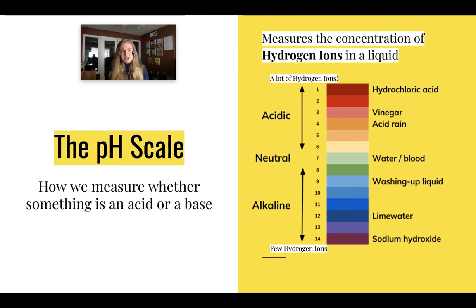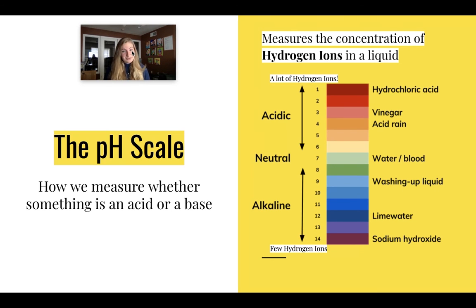So how do we measure whether a solution is acidic or basic? We have a way of doing that, and we use what we call the pH scale. The pH scale measures the concentration of hydrogen ions in a liquid. The higher the number, the lower the concentration of hydrogen ions, and the more basic the solution. A lower number means a lot of hydrogen ions and therefore acidic. Something with a pH of 7 is neither an acid nor a base.